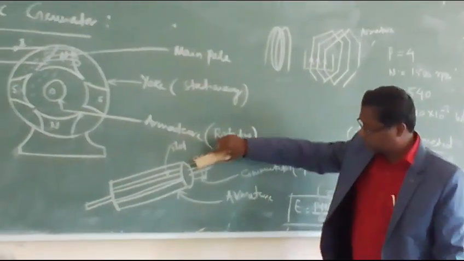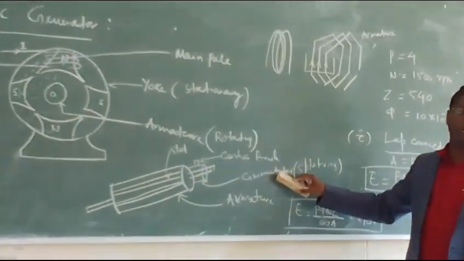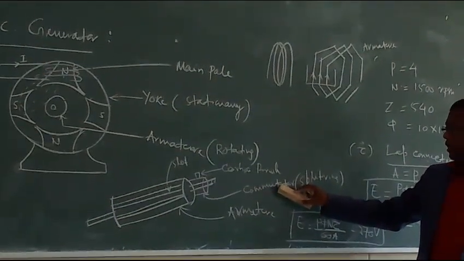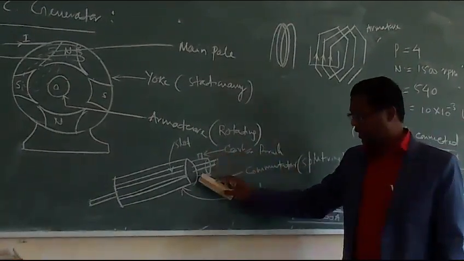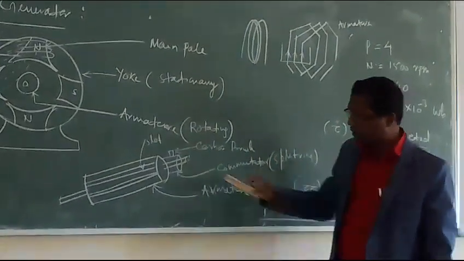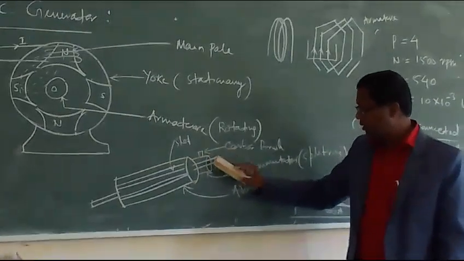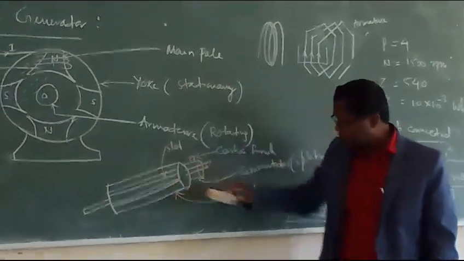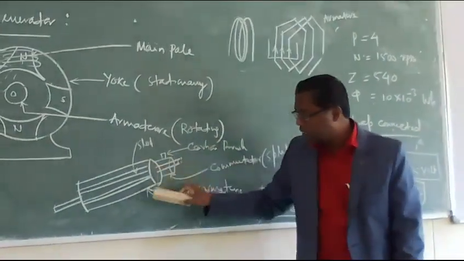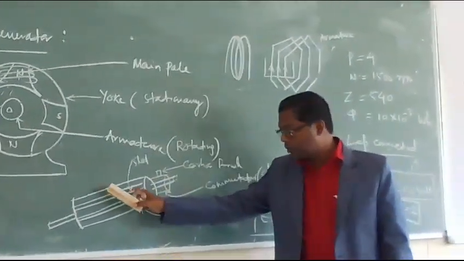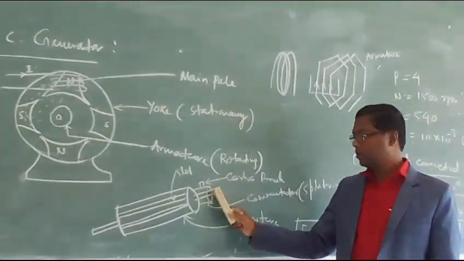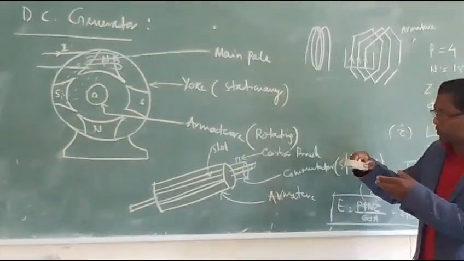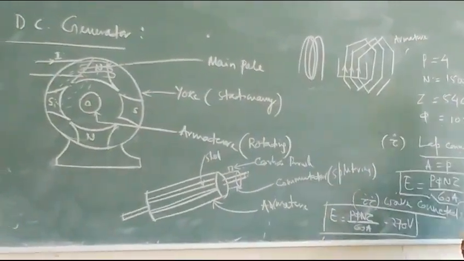Another thing you see here is the commutator. What is a commutator? A split ring. The commutator is made up of broken copper segments that must be insulated from each other by mica insulation. In comparison, the armature is the bigger one, but the commutator is the smaller one. All windings connect here, so if you connect all the windings together, there may be a chance of short circuit. To avoid that, we use mica insulation between the conductors.